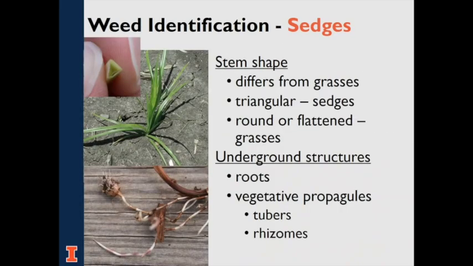Sedges are grass-like with triangular stems. The leaf blades are waxy. Sedges can spread by seed, but also by rhizomes and tubers, commonly referred to as nutlets. Again, ID is important for control. Herbicides selective for controlling grasses will not control sedges.